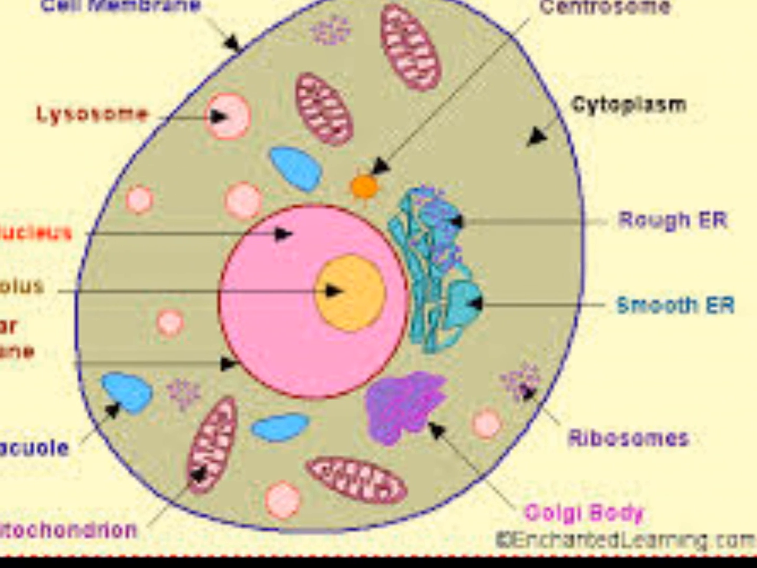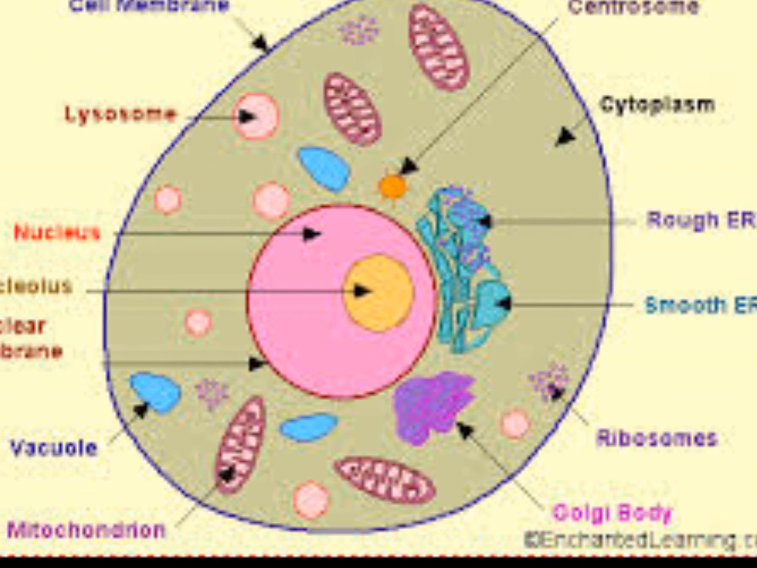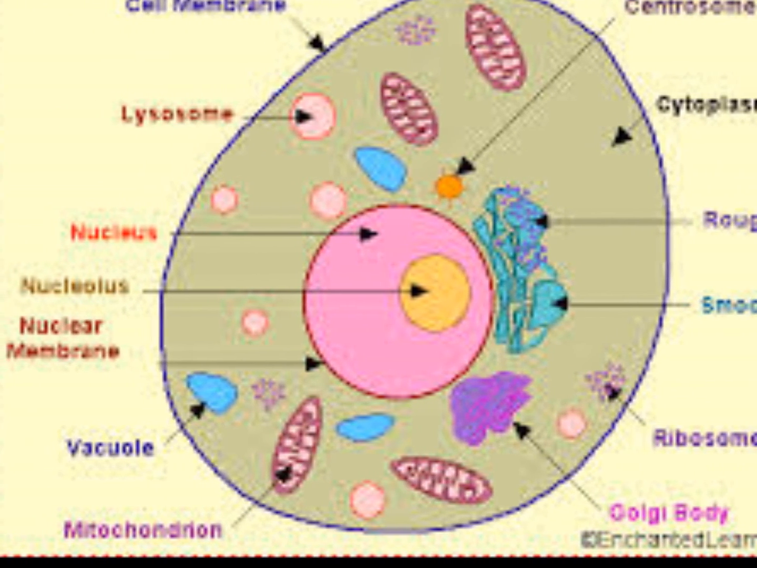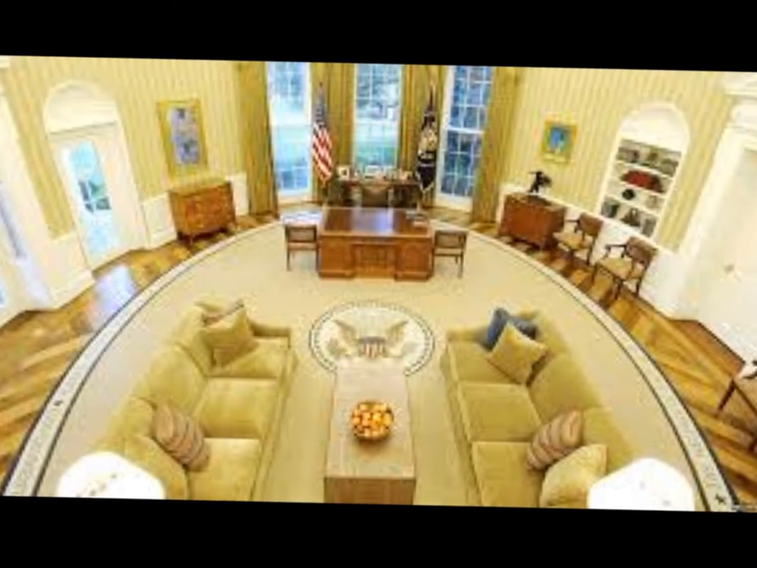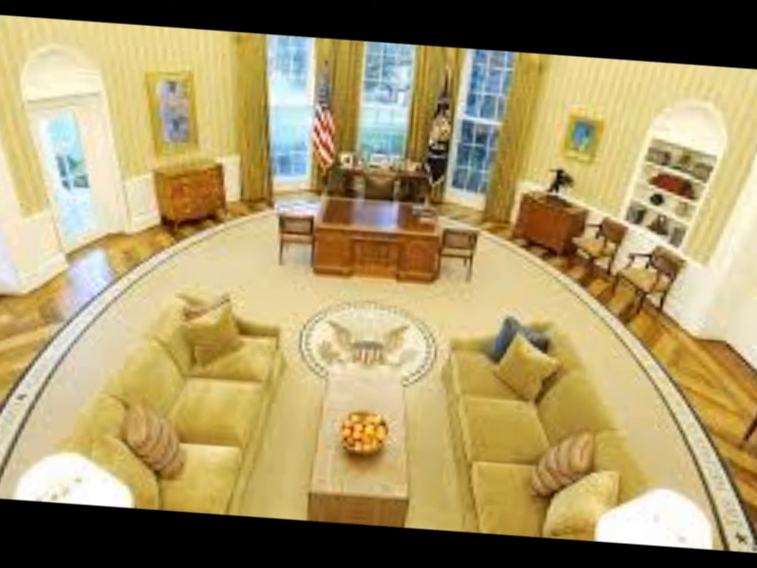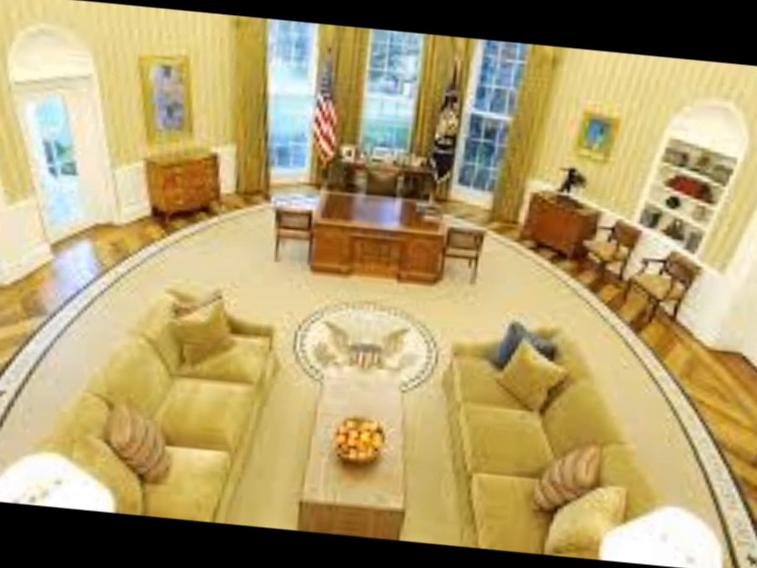Inside of the nucleus is the nucleolus. The nucleolus is where ribosomes are stored within the nucleus. This is like the Oval Office of the White House. This is where the president controls the basic running of our country.